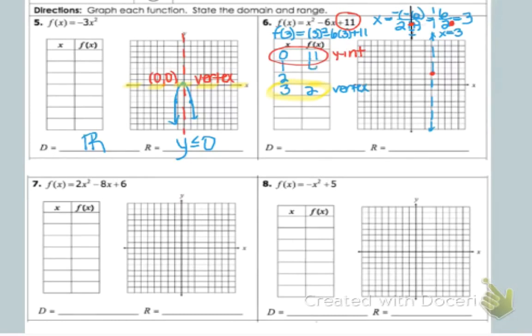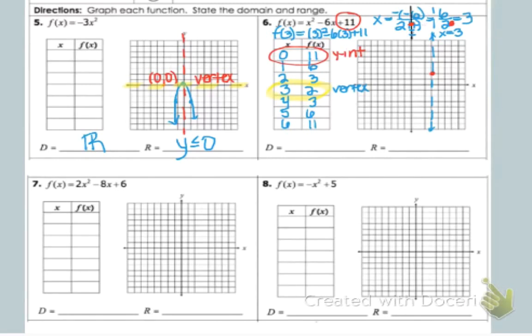I plugged in 1, I got 6. I plugged in 2, I got 3. I went beyond the vertex on the other side, and I put in 4, which I got 3 again. And I put in 5, and I got 6 again. And of course, then the one I plotted already is when we substitute 6 in, we get 11. So that's the mirror image of that y-intercept.